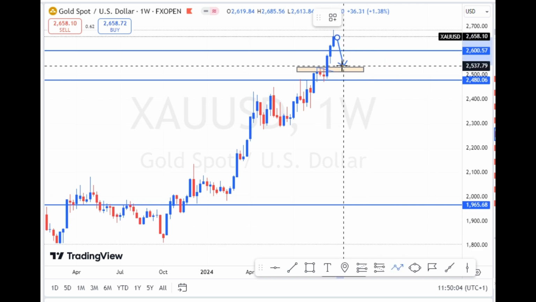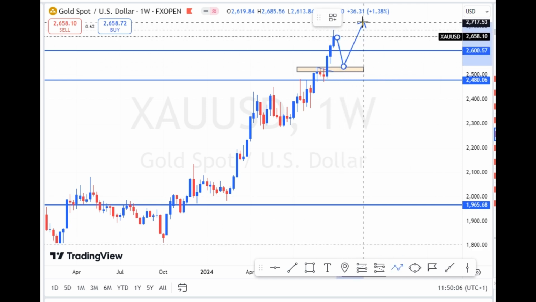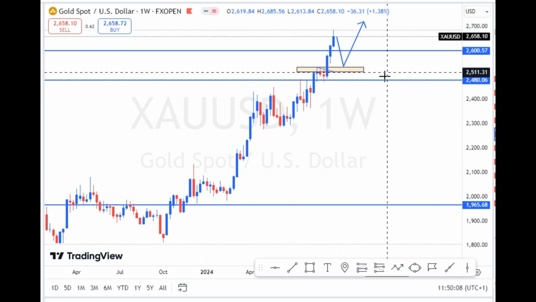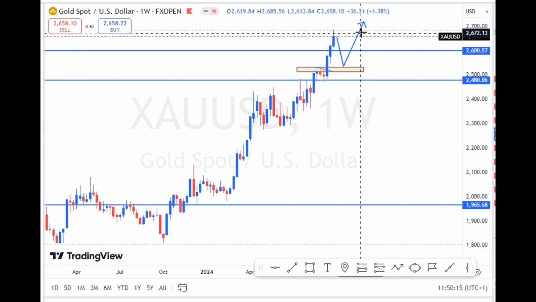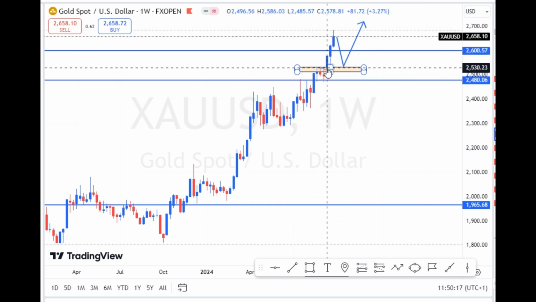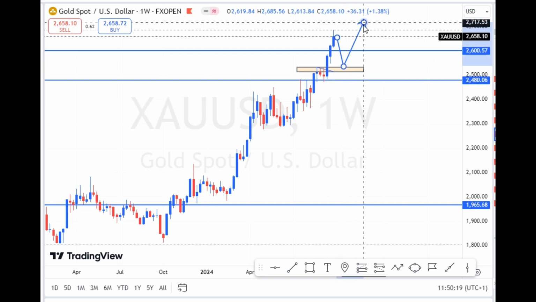So we're expecting price to do a retest of this area, then we're looking for a buying opportunity back to the top to this area. So gold USD is currently in an uptrend for this coming week. So wait for price to come to this support level before we look out for a buying opportunity.